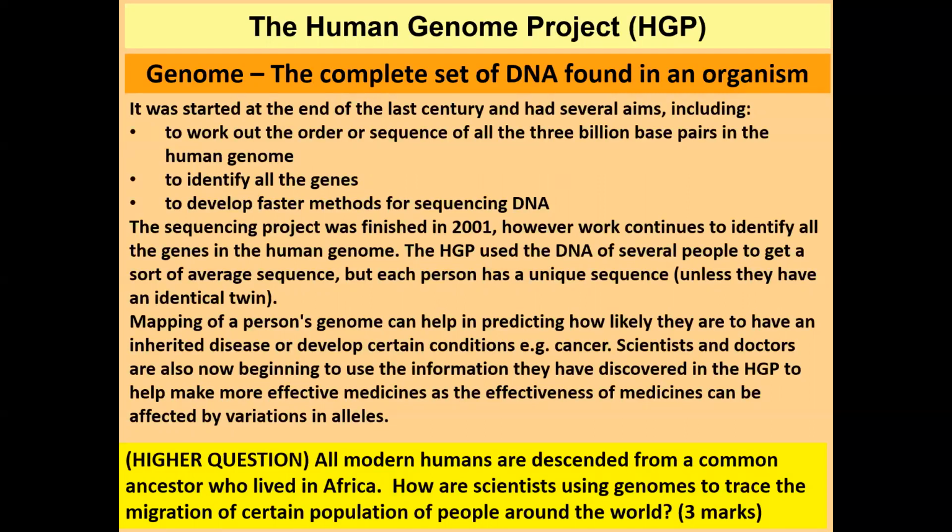You might have heard there was a lot of press coverage about Angelina Jolie and the breast cancer gene. Well, people can actually sequence their DNA and work out how likely they are to develop diseases and cancer, okay? And scientists and doctors are now beginning to use the information discovered in the Human Genome Project to make more effective medicines, because the effectiveness of medicines can be affected by the different versions of genes that we have. Now, the different versions of a gene are called alleles.